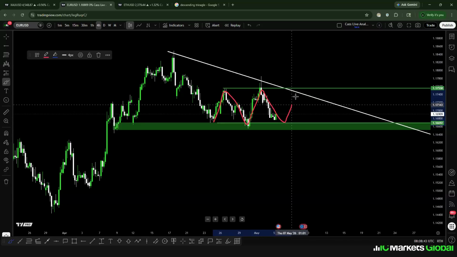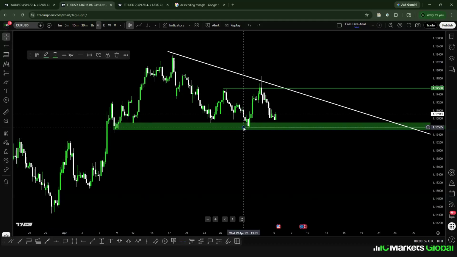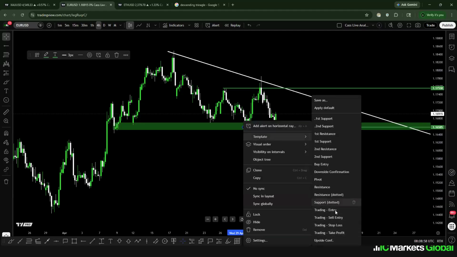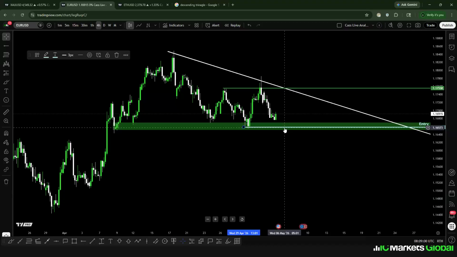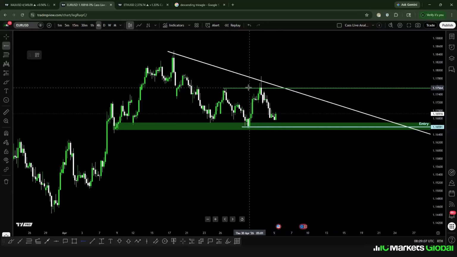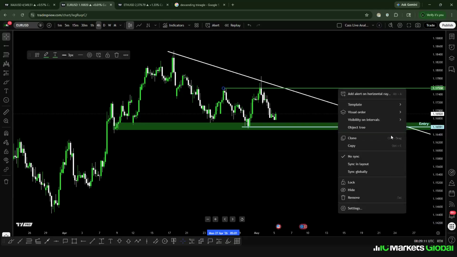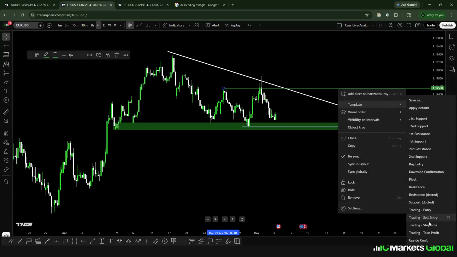So it could continue going sideways for now. So what I'm going to do to be very safe is an entry here if it breaks out for a sell, okay? And an entry here for a sell as well. So the sell could happen at either point.